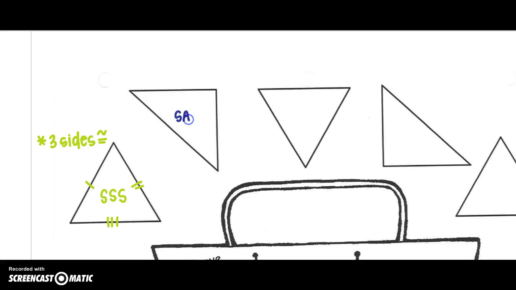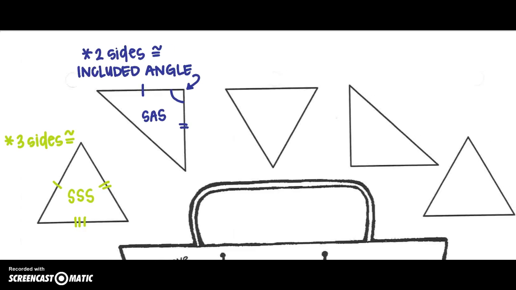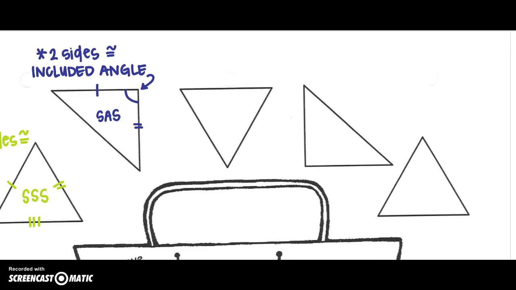The next one will be SAS, and your picture might look something like this. And remember, to use SAS, you need 2 sides of your triangles congruent, but you also need, remember we called it the included side or included angle. And remember, the included angle just means that angle is between the 2 sides. Notice those 2 sides that are already congruent kind of make up that angle that we need to be congruent.